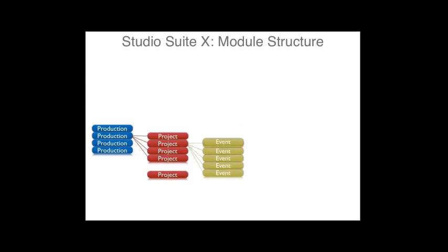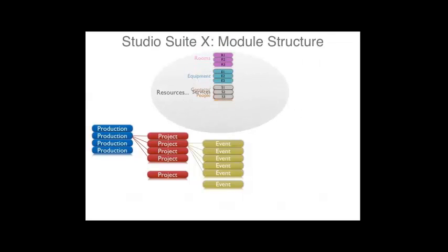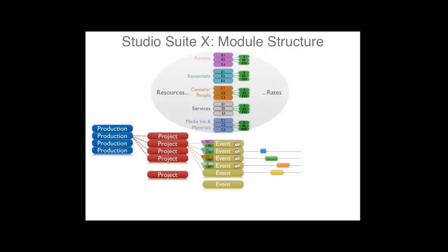And what is an event? That is when we take our resources, which are our rooms, equipment, contacts, services, and media inventory materials, and combine those with some rates, which is how much you charge, which can be by the day, by the hour, by the week, whatever. And when we mix those all up with a date and a time, that's what we call an event. So an event can also be a budget line item.